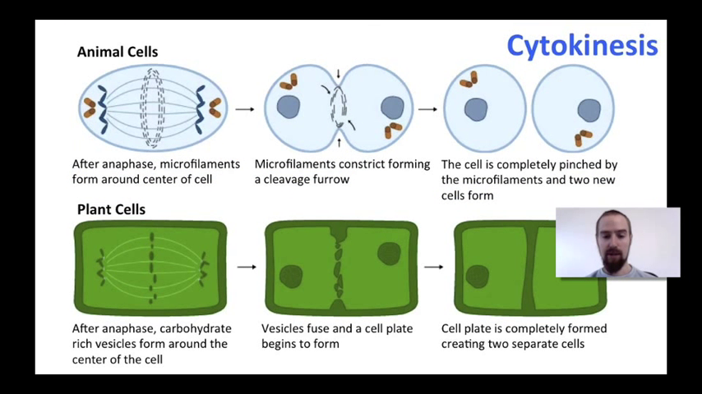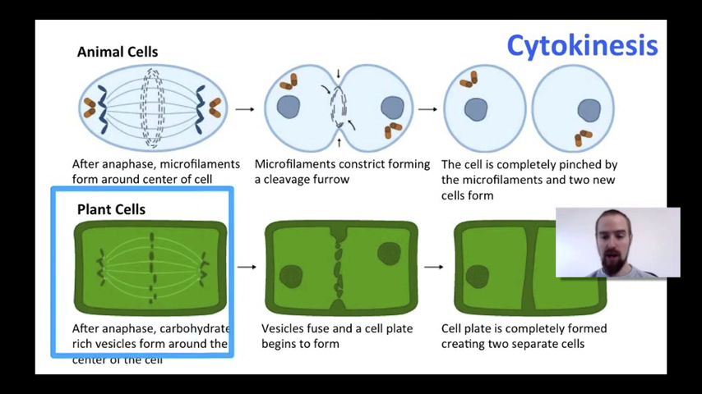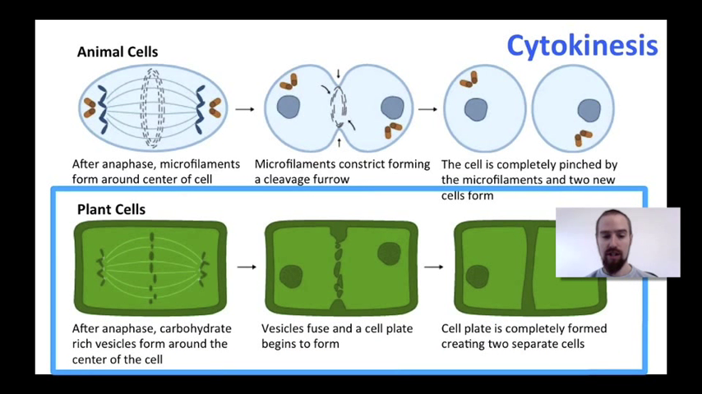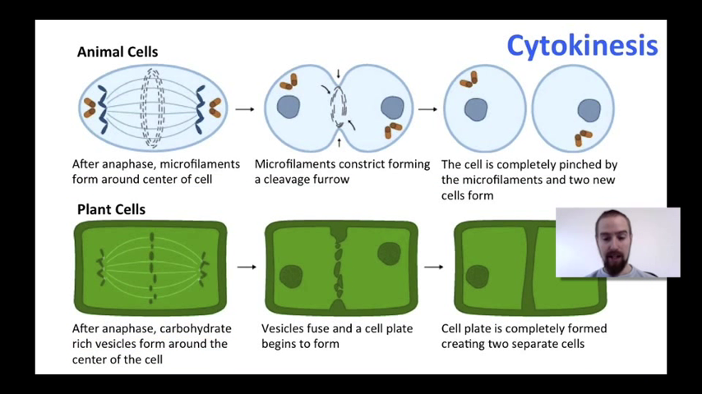In plants, it happens a bit differently, because these plants also have to build a new cell wall in addition to dividing the cell membrane in two. In plants, after anaphase, carbohydrate-rich vesicles form around the center of the cell. These vesicles fuse, and a structure called a cell plate begins to form. This cell plate grows from the center of the cell outwards toward the edge, and once the cell plate is completely formed, two separate cells will have been created. At this point, whether we're talking about plants or animals, the cell cycle has been completed and is ready to begin again.